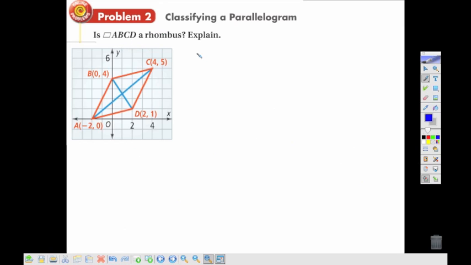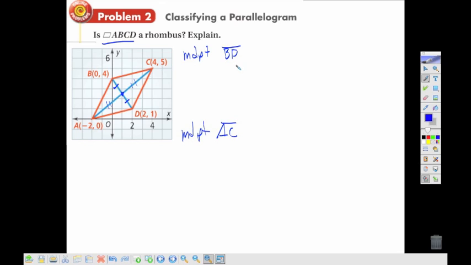In this example, we want to see if this is a rhombus. Now first let's check to see if it's actually a parallelogram. The easiest test for that is to check if the diagonals bisect each other. Because if they bisect each other, we'll have the same midpoint. I only have to calculate two things. We're going to find the midpoint of BD and the midpoint of AC.